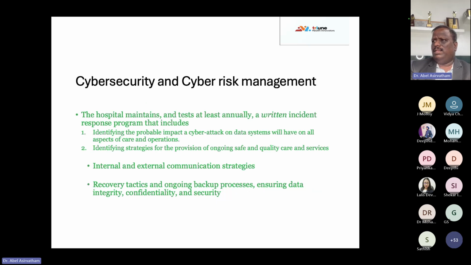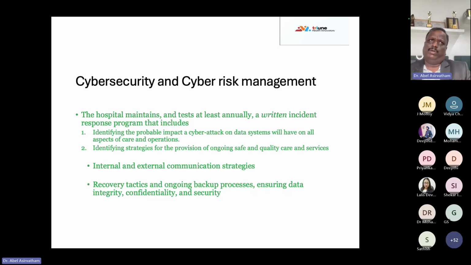Okay. Then cyber security and cyber risk management. You also need to do a mock drill for this. For example, if there's a cyber security attack on the hospital HIS system or information technology system, what will be done? A, B, C has to be written. You need to have a written protocol for that. Okay, and how does the manual process take place? And once things are set right, how are they reconciled again into the IT system?